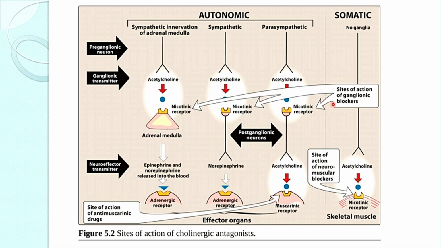So this is the site of action of ganglionic blockers. They block the nicotinic receptors at the ganglia and at the adrenal medulla. And the site of action of neuromuscular blockers: they inhibit or block the action of acetylcholine on nicotinic receptors at the skeletal muscles, that is at the neuromuscular junction.